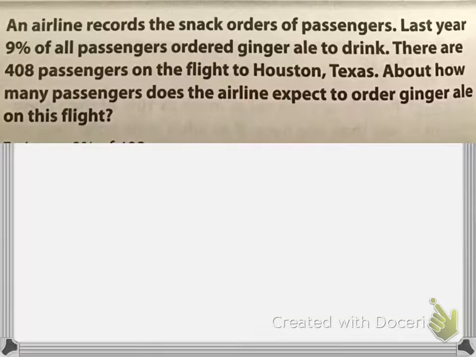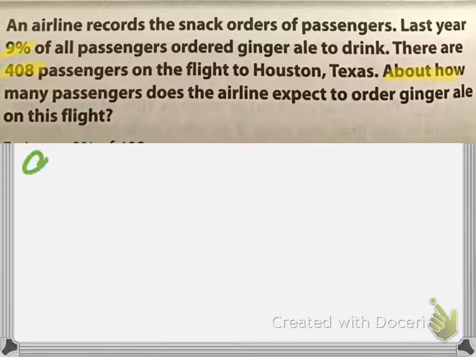An airline records the snack orders of passengers. Last year, 9% of all passengers ordered ginger ale to drink. There were 408 passengers on the flight to Houston, Texas. Telling us we're estimating how many passengers does the airline expect to order ginger ale.